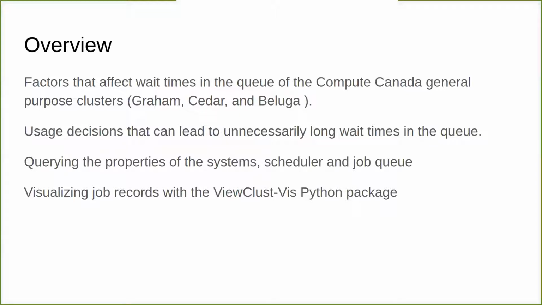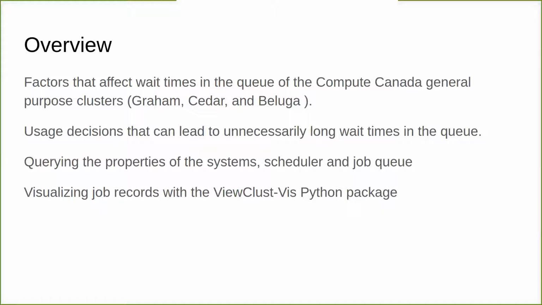So the scheduler has to make decisions about which jobs run when. And what we want to get across is the importance of priority in this. So the next thing is that because wait times are necessary, usage decisions that can lead to unnecessarily long wait times in the queue are important to be able to identify.